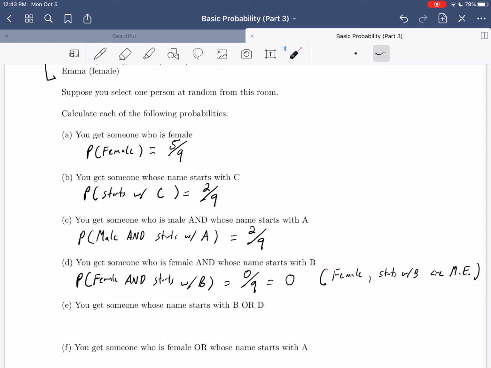Whenever we talk about mutually exclusive, we're always talking about a pair of events. So it doesn't mean that female is mutually exclusive. That doesn't make any sense. We're saying that female and starts with B are mutually exclusive. There's nobody who has both of those traits, at least in our room.